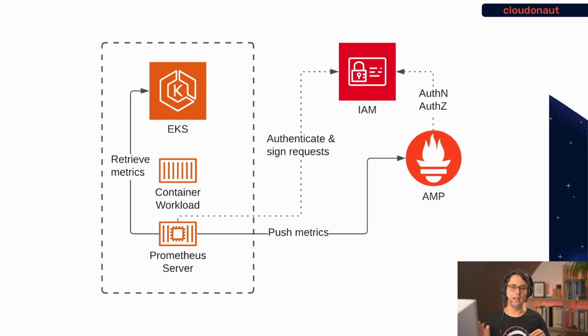And by the way, the identity and access management service is used for authentication, authorization, and you need to sign your requests to AMP to get that working. So that's another thing that is important to mention.